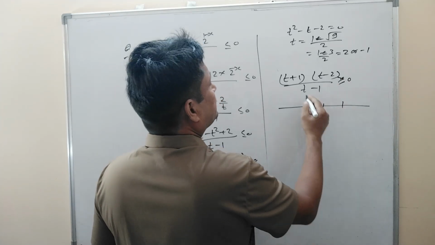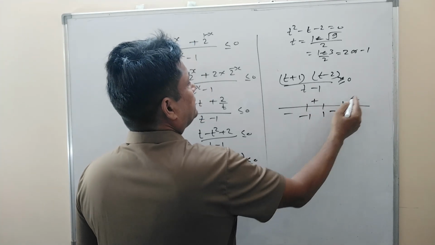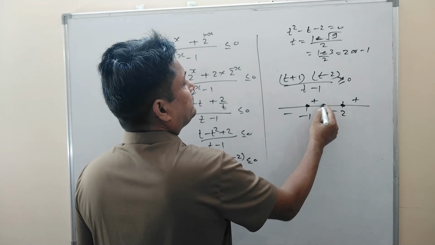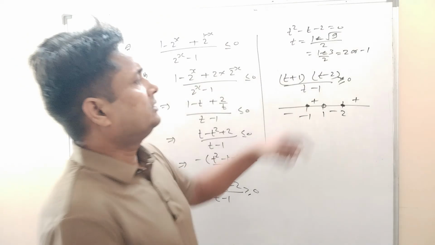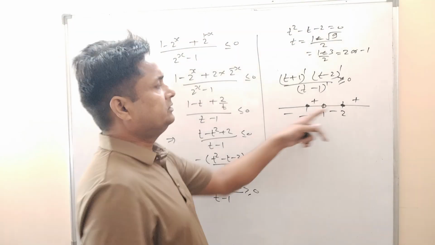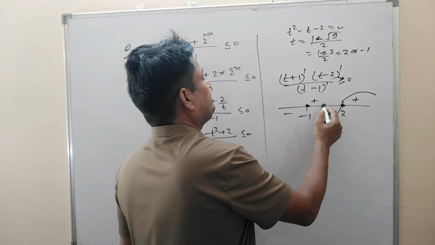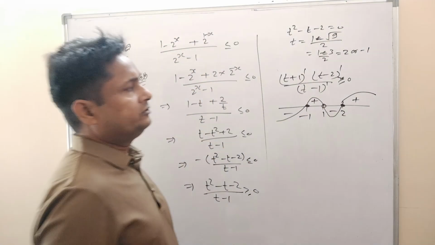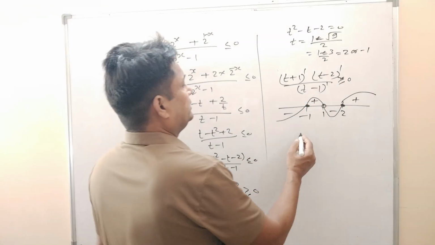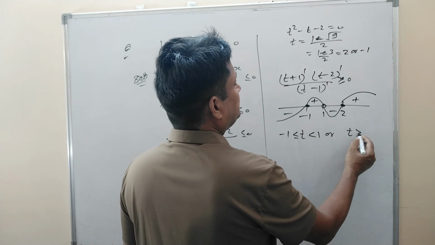Now apply the wavy curve method. Minus 1, 1 and 2. The last interval will be plus. The numerator roots will be included, and the denominator root will not be included. All powers are odd powers here, 1, 1, 1. According to the wavy curve method, the sign will change at each point: plus, then minus, then plus, then minus. So the sign will be like this. What will be the answer? For greater than or equal to 0, we have to collect the positive intervals. That means t is greater than or equal to -1 and less than 1, or t is greater than or equal to 2.